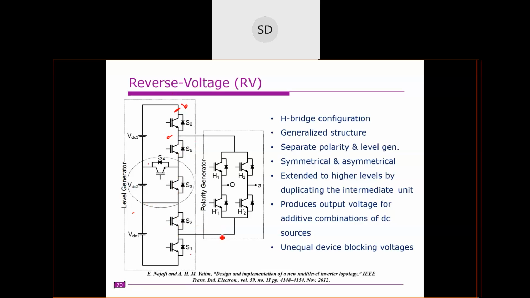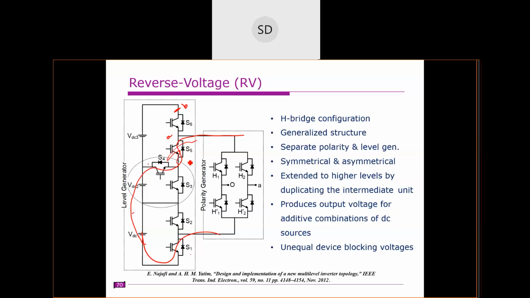So let us assume that it will be like this. So in this particular case, what is the blocking voltage for switch S6? Only VDC3, right? So only VDC3 is its blocking voltage.